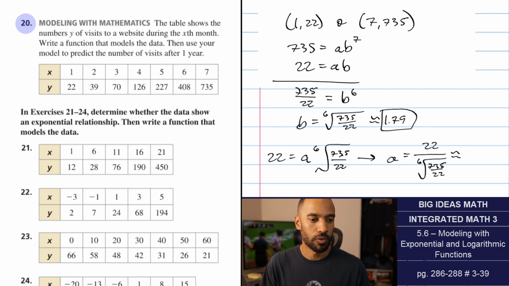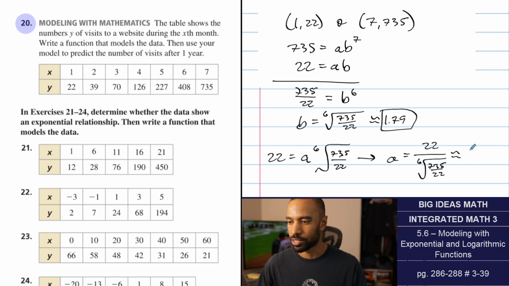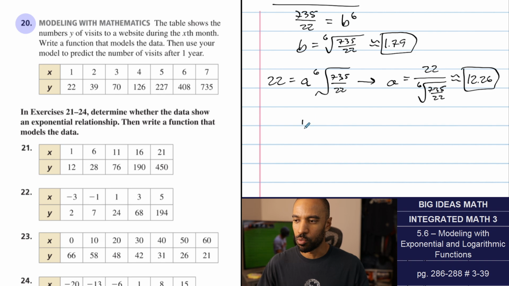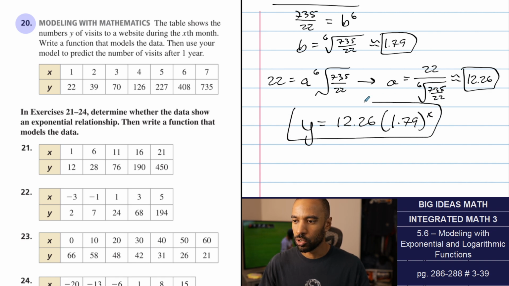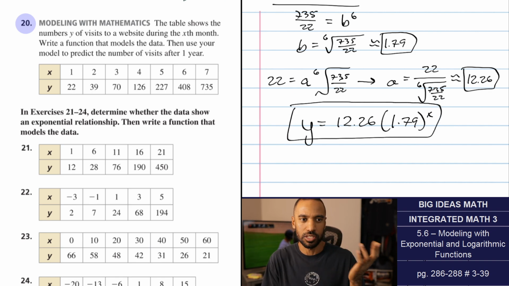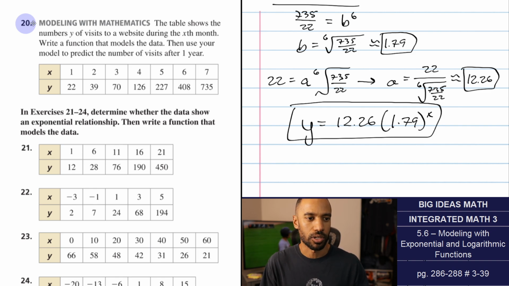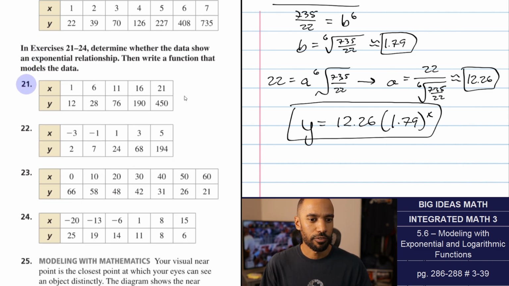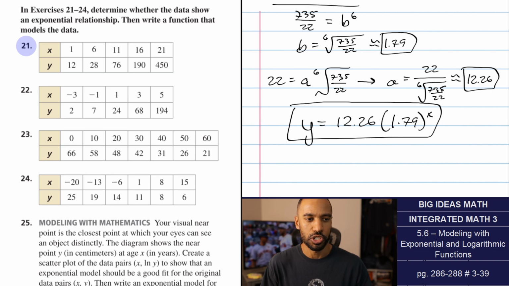All right, 22 over this number is going to be 12.26. So this equation in full for me will be y equals 12.26 times 1.79 raised to the x power. So it doesn't look like we're taking our old data to come up with these, unless they show them later in the problems. It looks like maybe they'll show them later when we do actual regression ones or whatever.